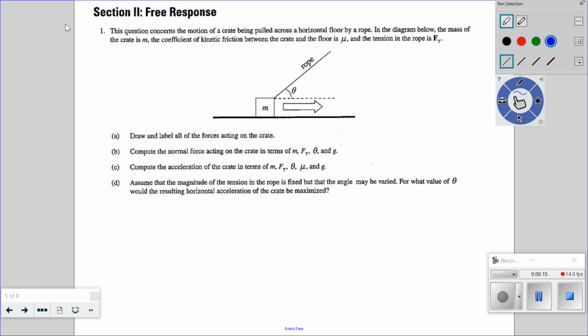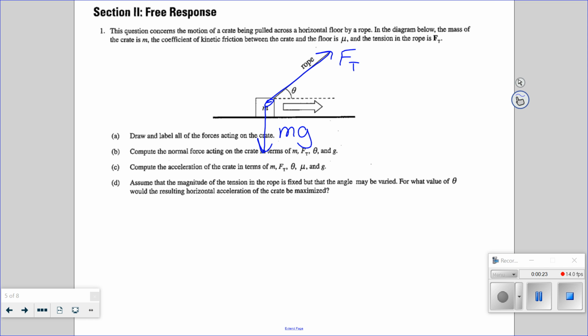Draw and label all the forces acting on the crate. Okay, so there's a rope with a force of tension. There's, of course, mg, that's F sub g for gravity going down. There's going to be a normal force. The normal force should look like it's less than mg. Let's make mg look a little bigger. And if it's moving this way, I assume that's some sort of velocity, this arrow right here. Good job, College Board. There'll be a force of friction.